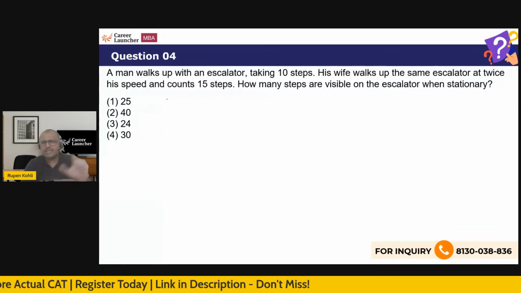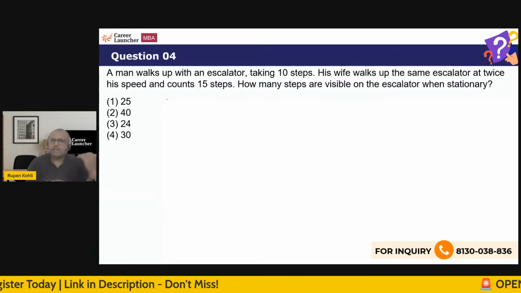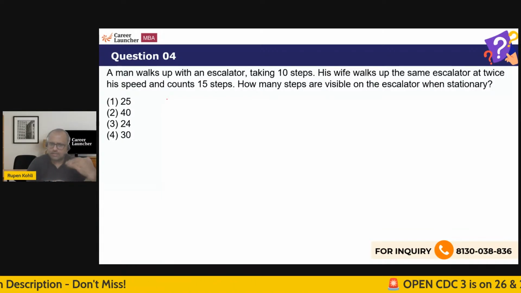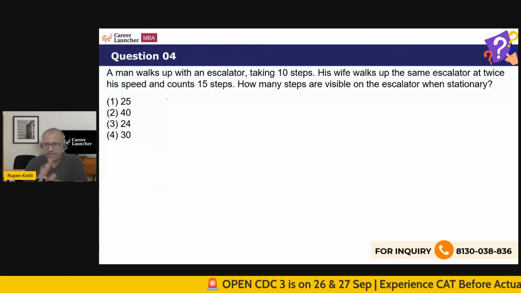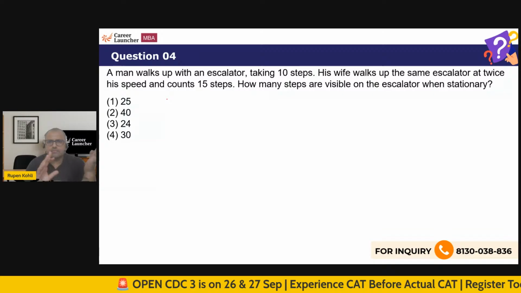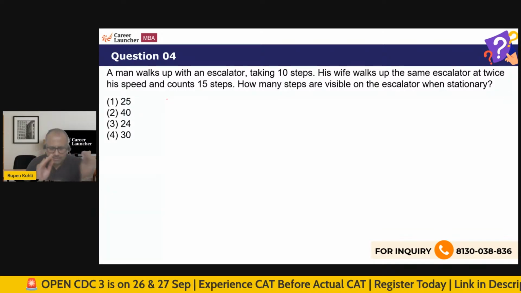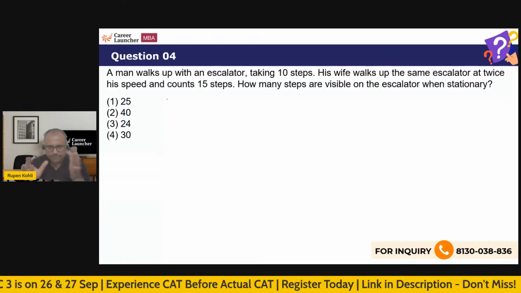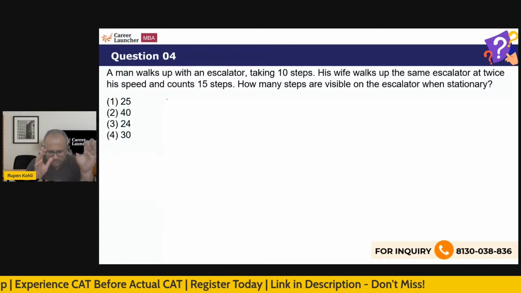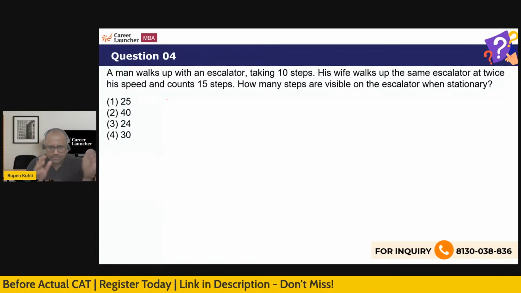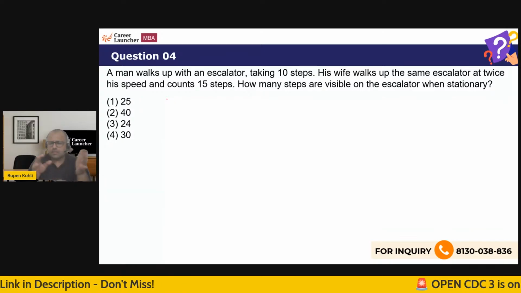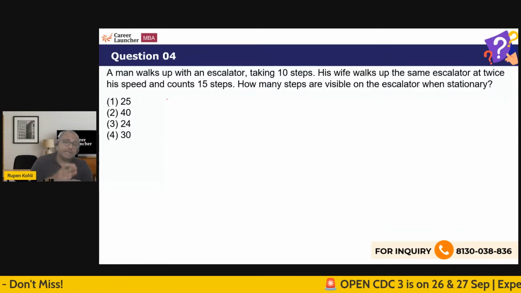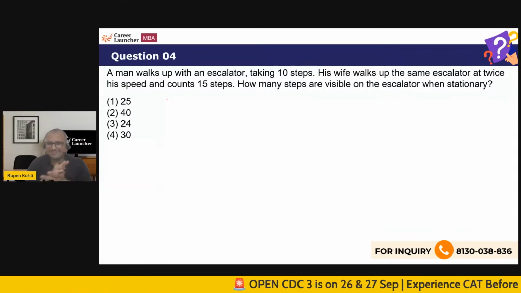So the man is going in the same direction as the escalator, right? The point is that time is constant. Both the person and the escalator are moving for the same amount of time. So the ratio of their steps covered is the same as the ratio of their speeds. Time is constant, so speed and distance are directly proportional, right?